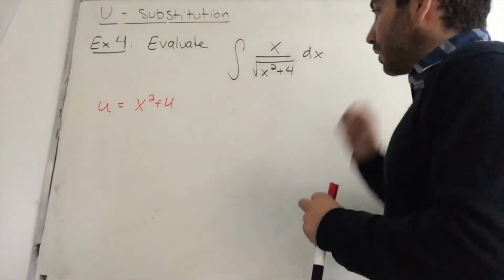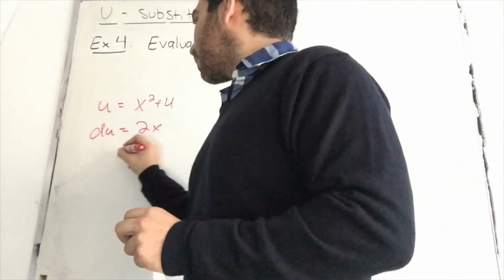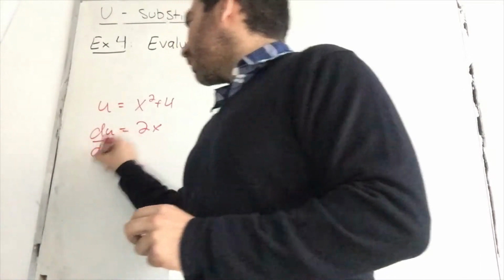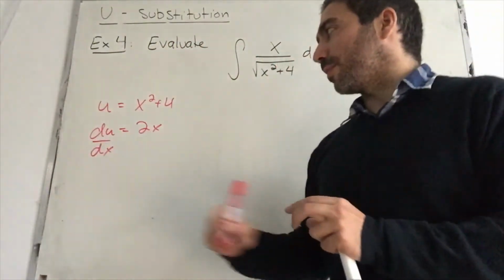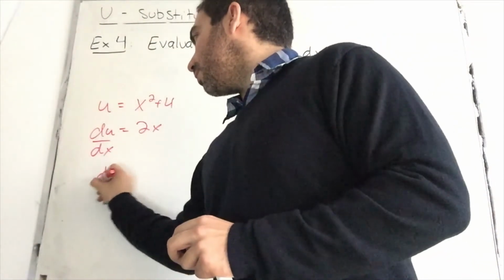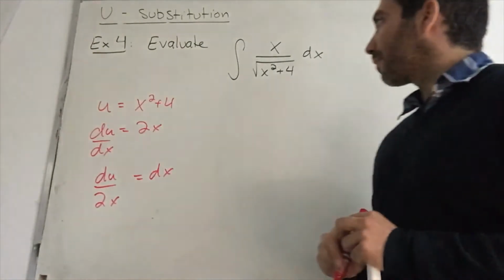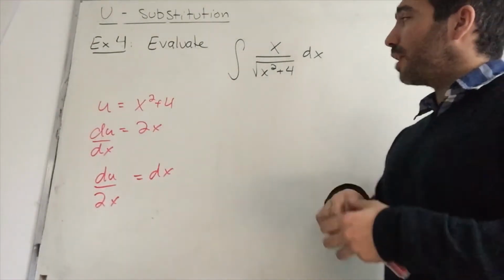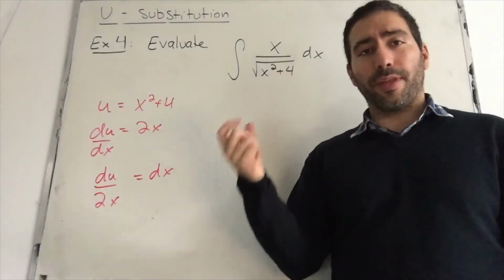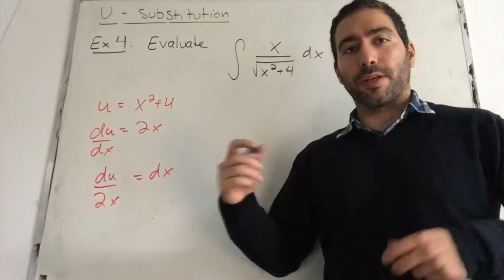So I'm feeling confident about that. So let's go ahead and do that. Sorry, taking the derivative with respect to x, we get 2x. And I'm going to go ahead and solve for my dx. So I get du over 2x equals dx. Okay. And following our strategies, notice that the x squared plus 4 is both inside the root and down the denominator. So our strategy still applies.